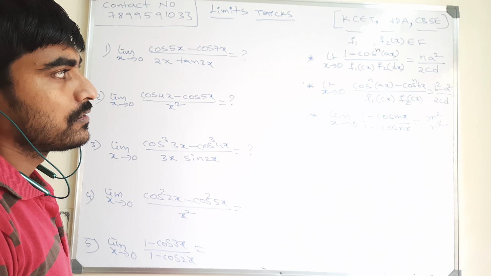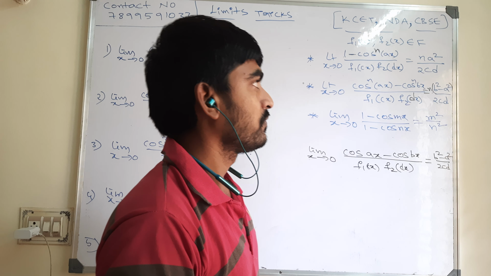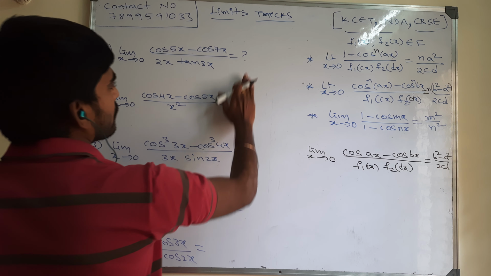When the power value n is there, we should bring n: n of (b square minus a square) by 2cd. If n is there, bring n in front. If n is not there, just write (b square minus a square) by 2cd. You got it, right? Check it now.